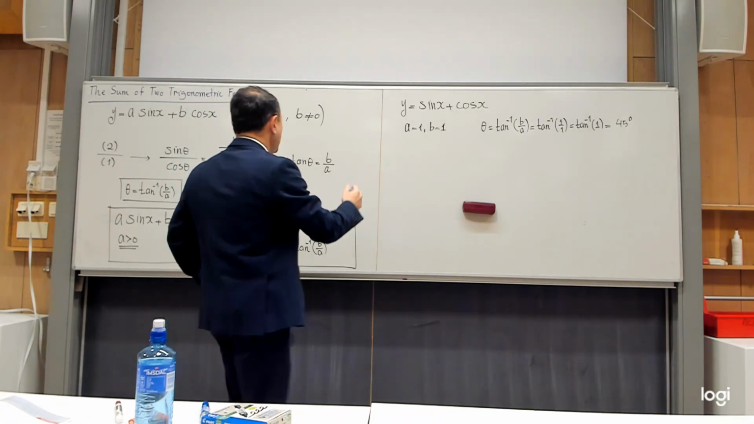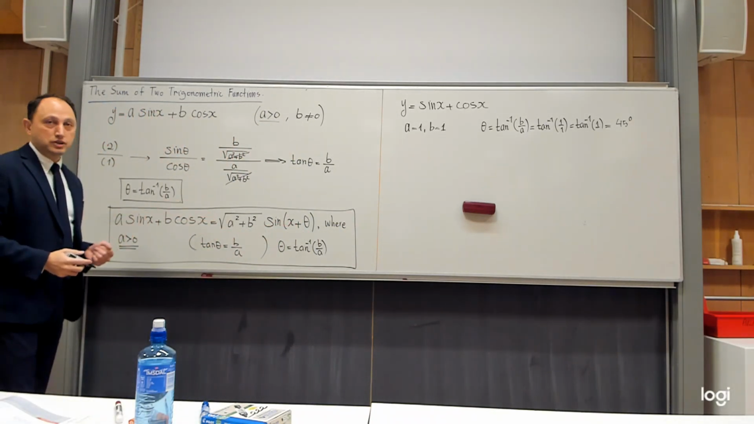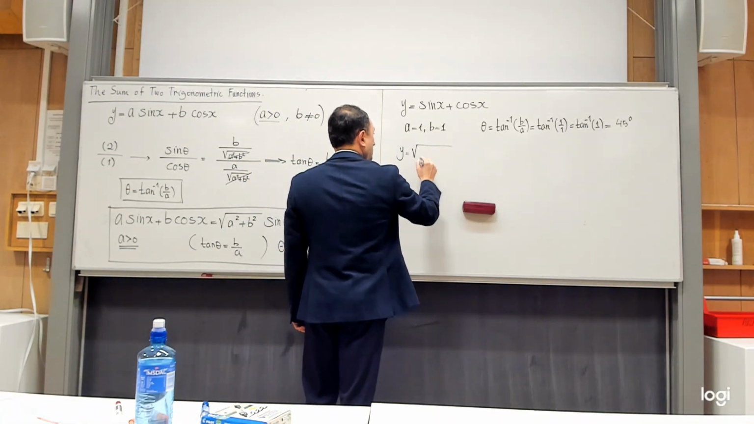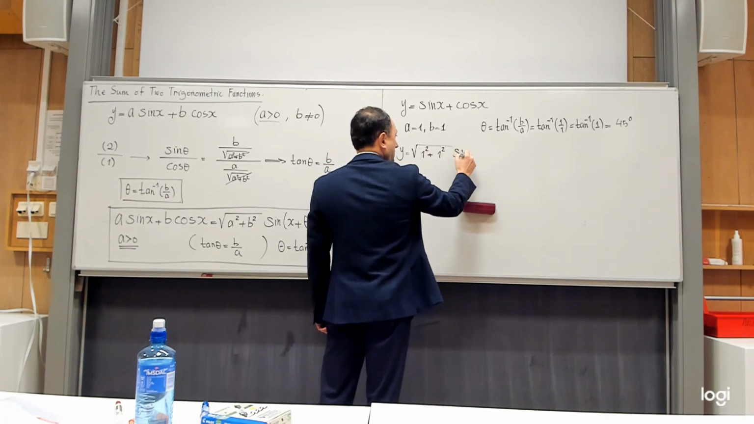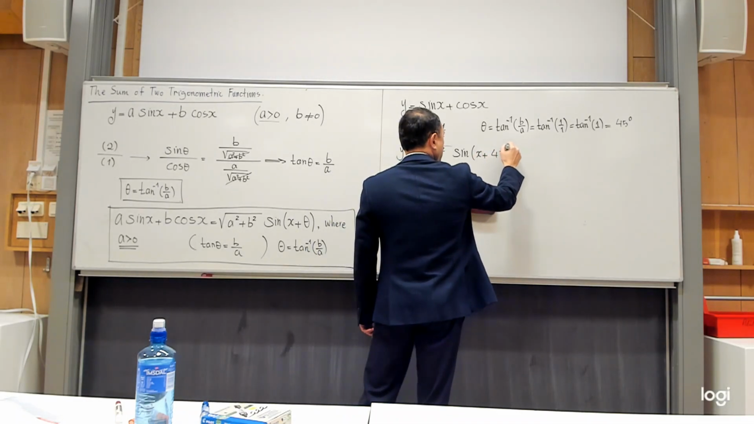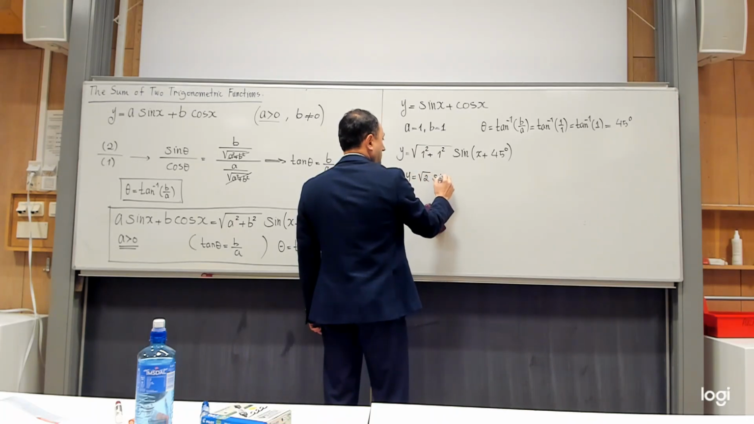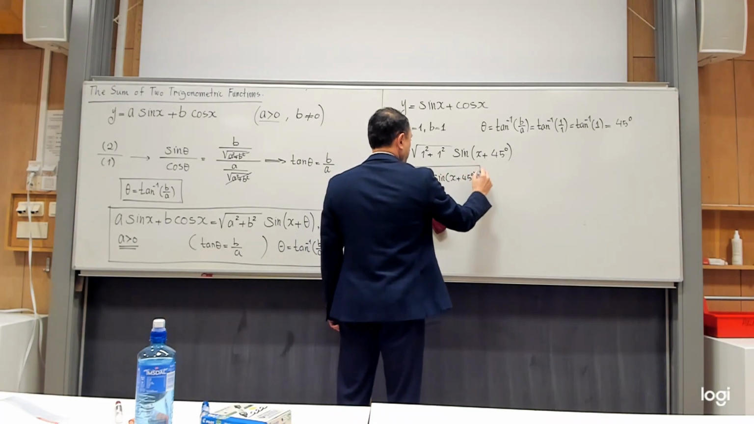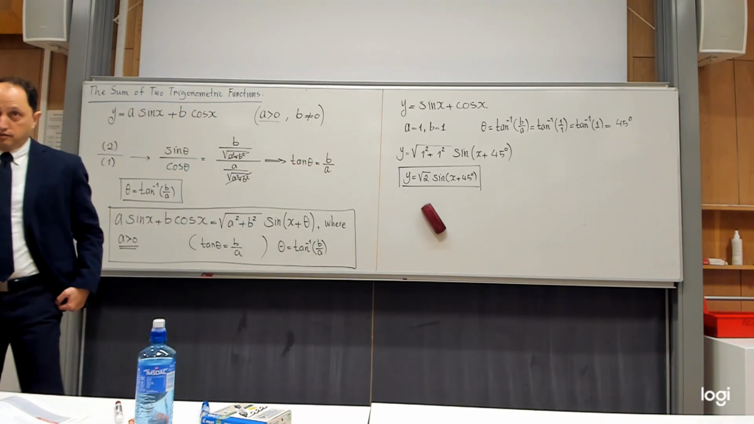And then what happens? This formula is also in the formula sheet, so you just reuse it. So y becomes equal to the square root of 1 to the power of 2 plus 1 to the power of 2, that is a squared plus b squared, times sine of x plus theta. And then this becomes square root of 2 sine of x plus 45 degrees. So that function is this function.